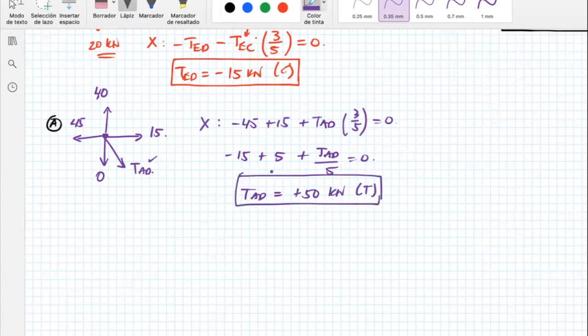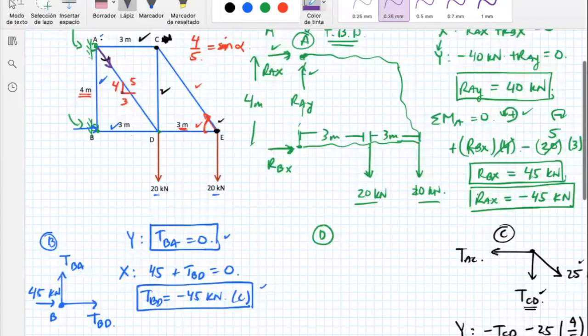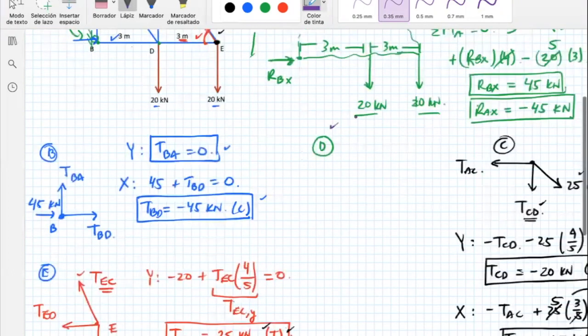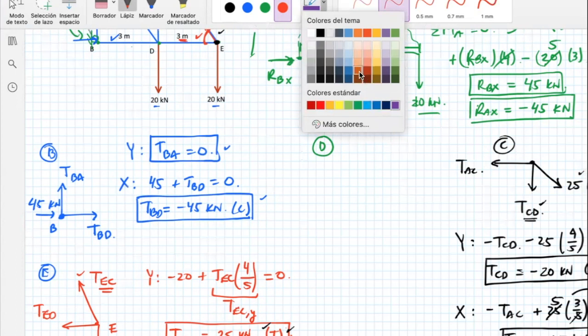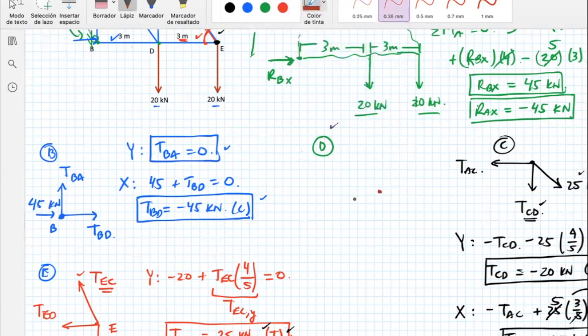Got it. So you already have all these members, and you can use D just to check whether that is right or wrong. Maybe it's going to give you a little bit of the creeps, but you can do it. Let's choose this color, and you have D here. You have this 20 here, so it's this one. Now, what about BD? BD is in compression, so it's pushing at D. Therefore, I will put a 45.